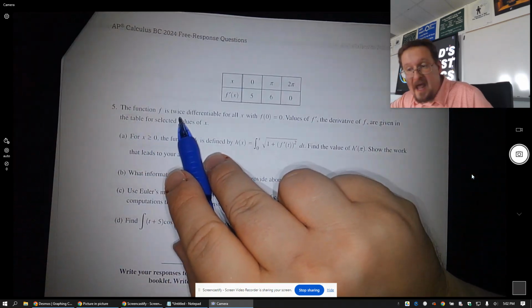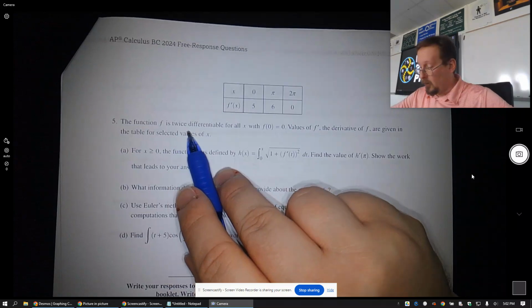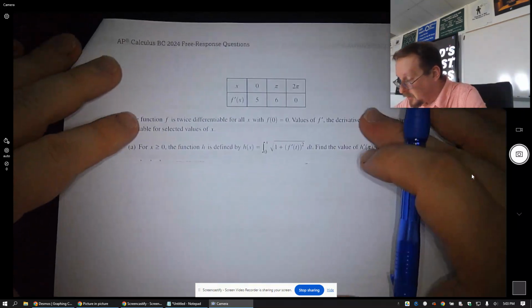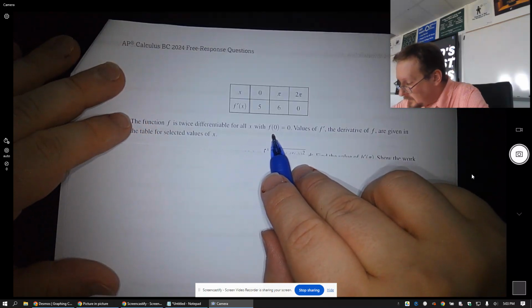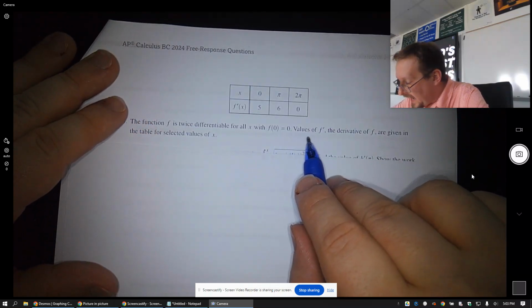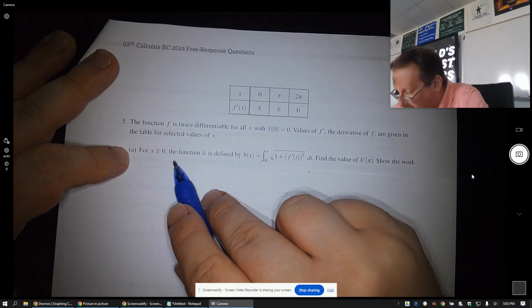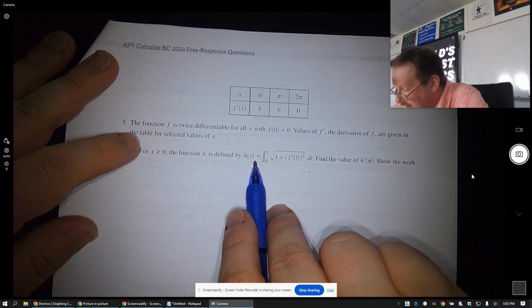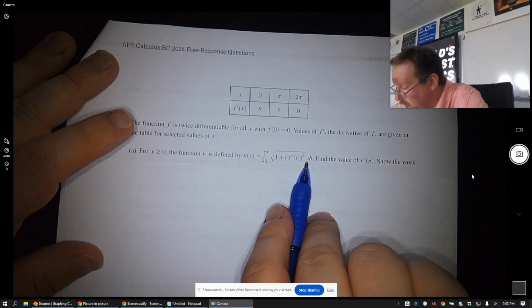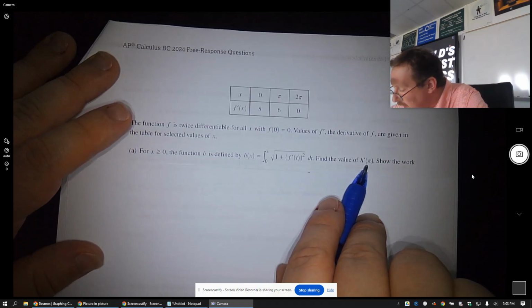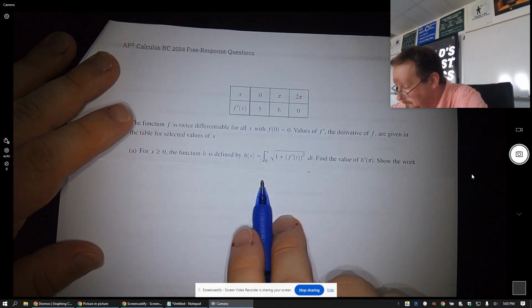The function f is twice differentiable for all x, starting at 0. Values of the derivative are up there. For x greater than 0, the function h is defined by this. Find the value of h prime at pi.